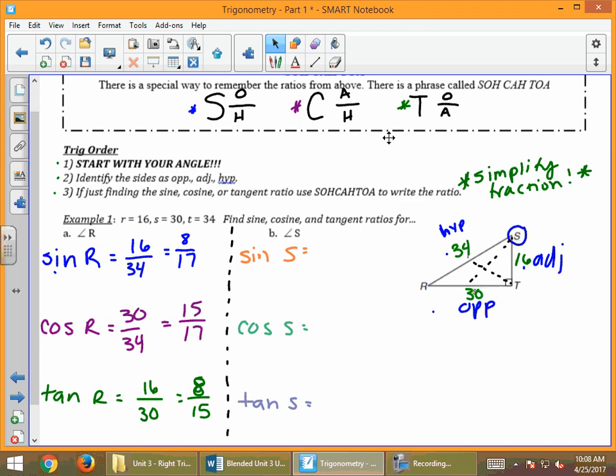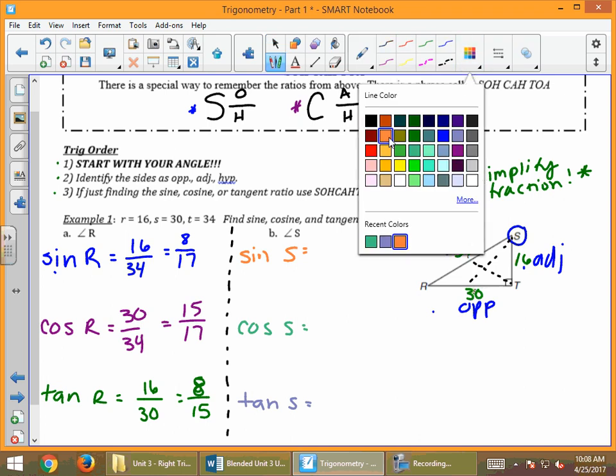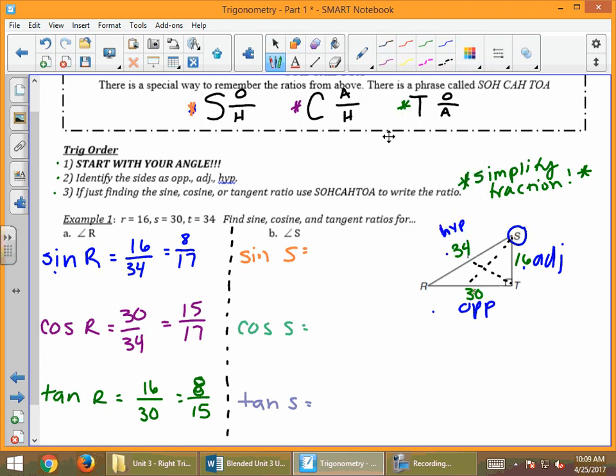Well, for sine, again, we're making a ratio for sine. You go to the S in SOHCAHTOA. O stands for opposite, H stands for hypotenuse. So now it's 30 over 34. And 30 over 34 simplifies down to 15 over 17.